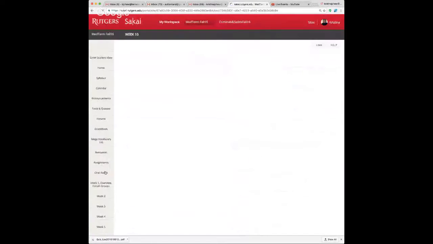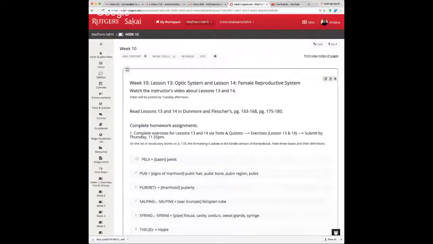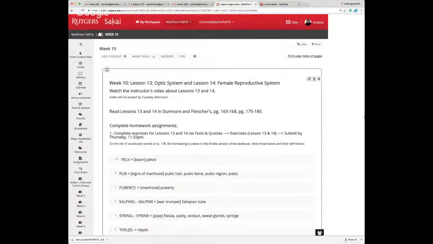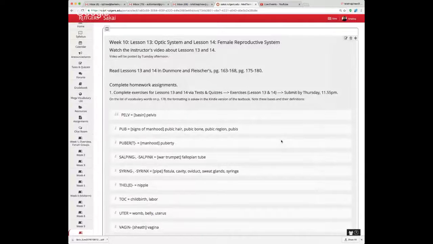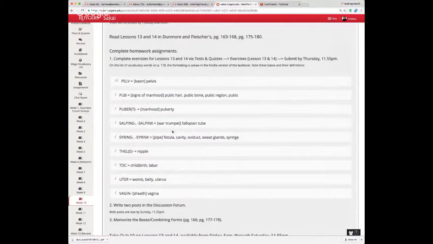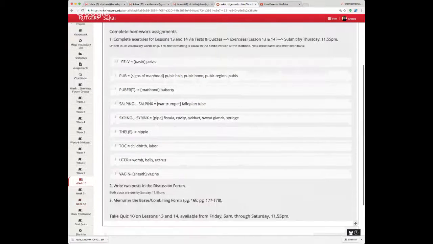Again, a final note about this week's lesson. If you have the Kindle version of the textbook, as I do, there's a problem with the vocabulary listed for lesson 14. Yes, we're on page 178. Because of the way things are formatted, some of the definitions are attached to the wrong words, which is obviously a serious problem. So make sure you check this over before you do the homework or take the quiz, if you have the Kindle version of the book.